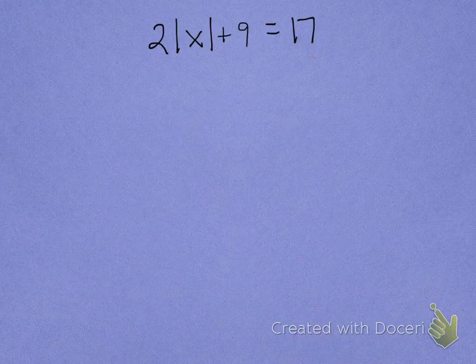Now moving into one that's a little bit more complicated, because not only are we adding or subtracting outside of the absolute value, but now we also have multiplication going on, again outside of the absolute value. So we first want to simplify and isolate the absolute value function, so that we can then consider both of those two cases. To do that, we're going to start with subtracting 9.